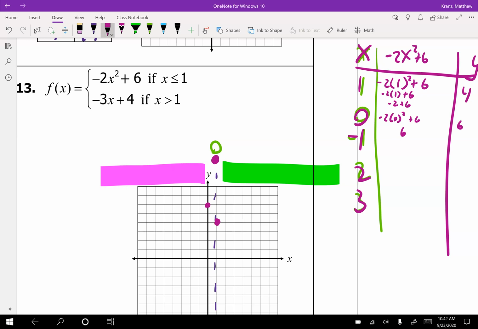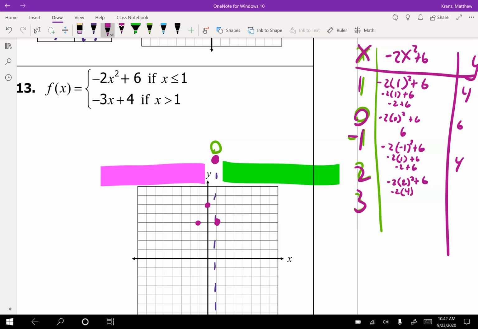Oops, I made a... nope, I'm right. Okay. And then my next one is negative 2 times negative 1 squared plus 6. So remember, this is negative 2 times 1 plus 6. So this will give me negative 2 plus 6, which is 4. So I'm at (-1, 4), right there. 2 will be negative 2 times 2 squared plus 6.